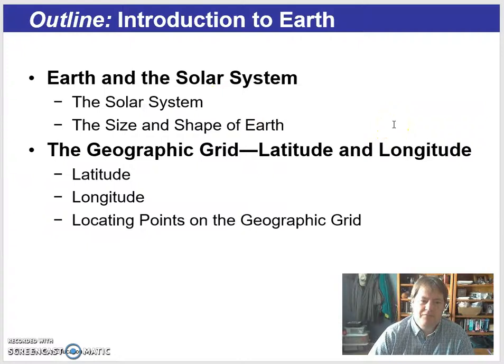Okay, so we have multiple systems. We have Earth and the solar system. The size and shape of Earth, which we'll get into, being an oblate spheroid, slightly flattened at the poles. The geographic grid: we have latitude, which runs east to west, measures north to south. Longitude, the converse, runs north to south, measures east to west. We'll talk about the reference meridians for that. Locating points on the geographic grid.